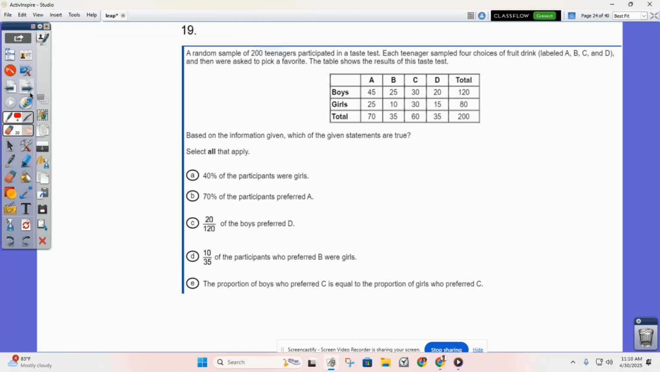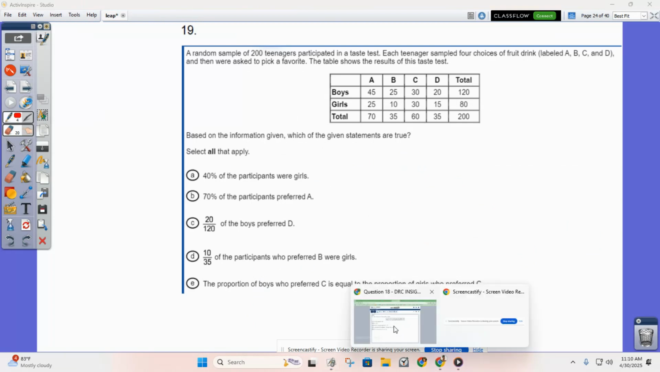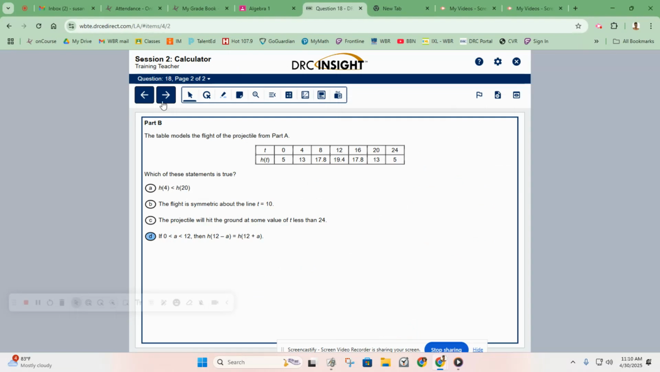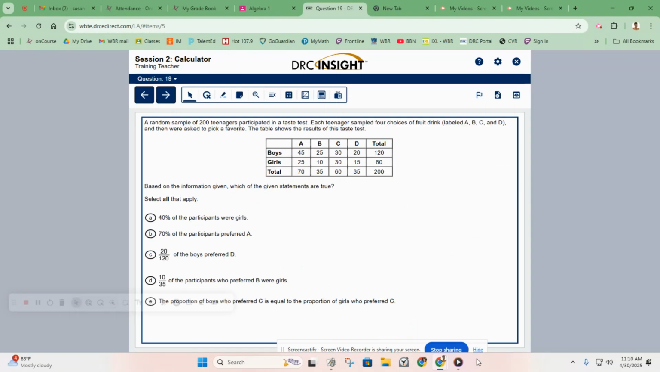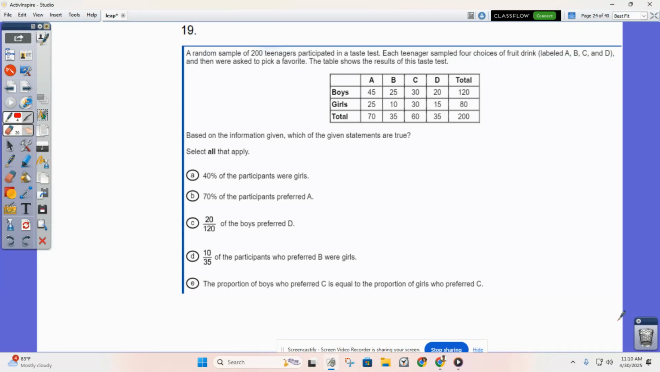Oh, wait, I didn't go back to my test. Let me go back to my test and click that answer real quick. D, arrow over to 19. I'm going to write from the Promethean board so the recording picks it up. But what D is saying, and 19 is saying, a random sample of 200 teenagers participated in a taste test.